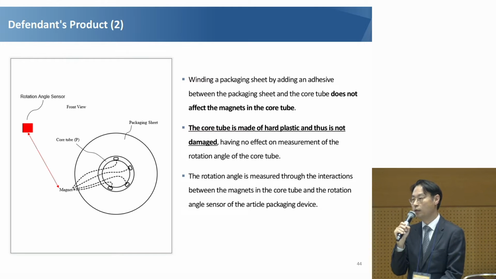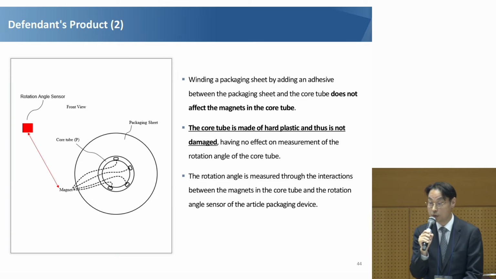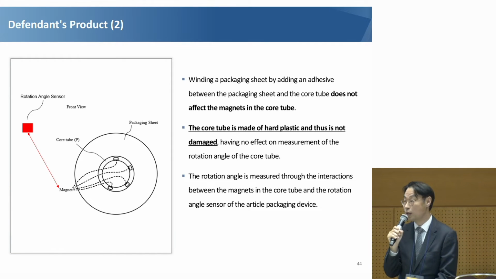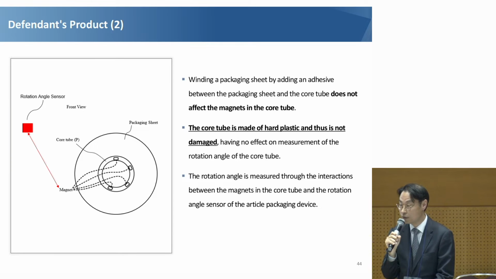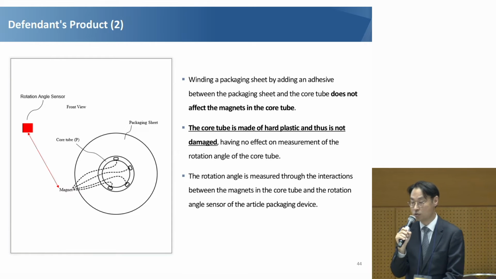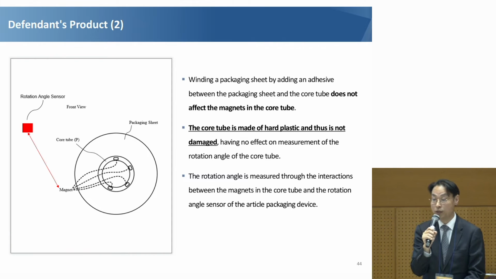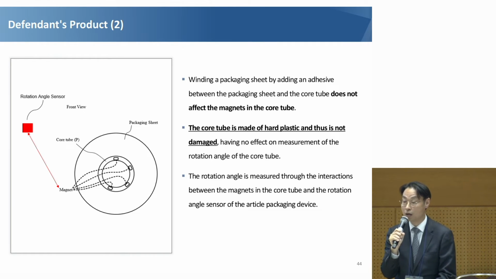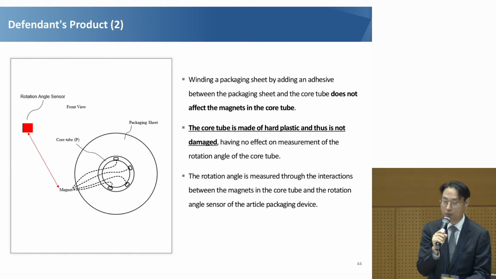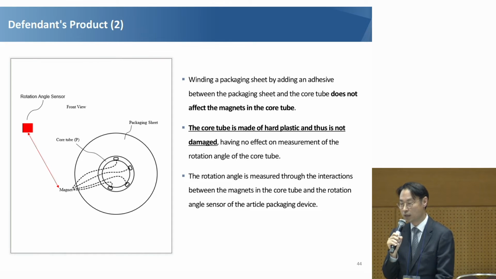So when the defendant makes the products, the core tube and the magnets in the core tube do not get any damage. Even the core tube is made of hard plastic, so it doesn't get any damage. If you see the two components, the red one is the rotation angle sensor in the packaging article device, and the second is the magnets in the core tube. If these two things work properly, there's no problem at all. So very simple and easy, not complicated.